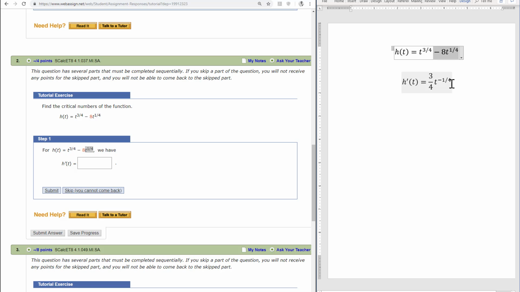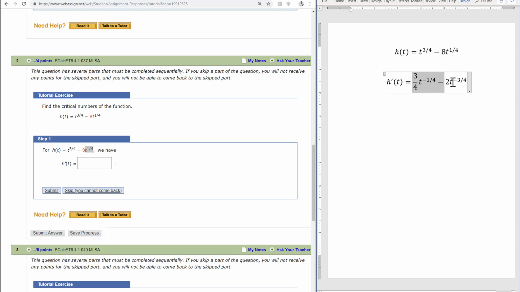Next term is going to be 8t to the 1/4. So we're going to bring the 1/4 down. 8 times 1/4 is going to be 2. And then we have a 1/4 minus 1, so that's 1 minus 4. That's going to be a negative 3. So that's 1/4 minus 4/4 is what you can think of. So here is our derivative.